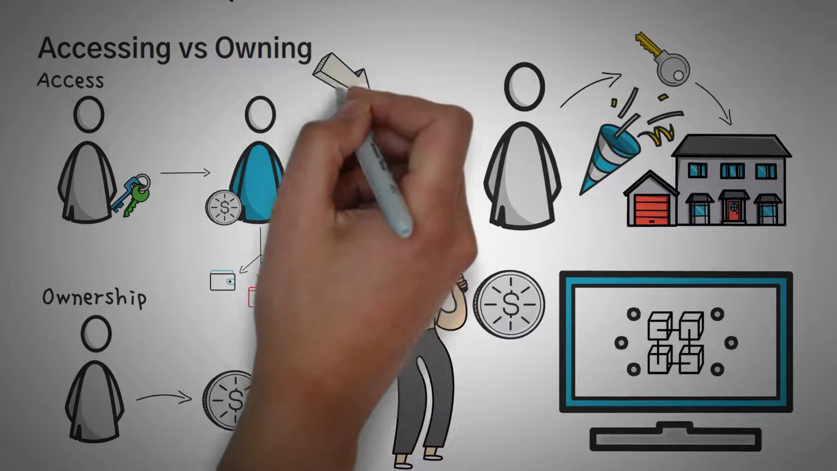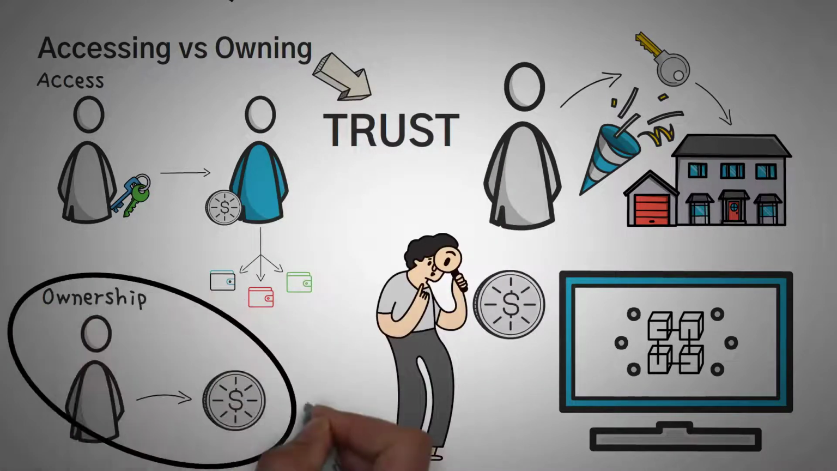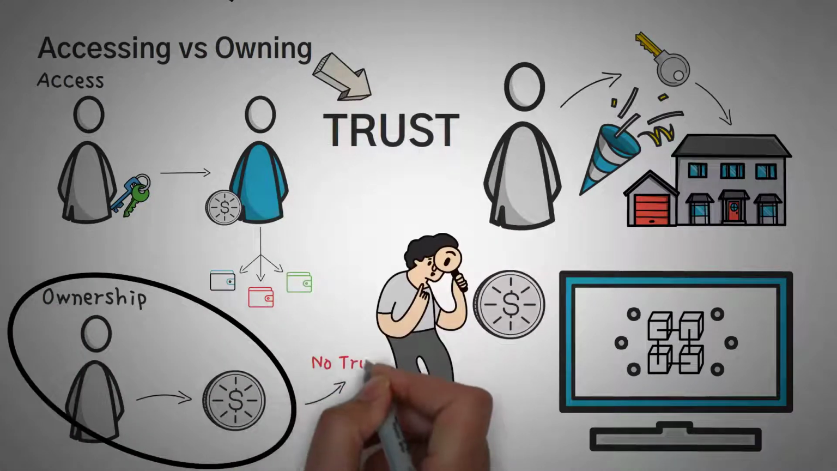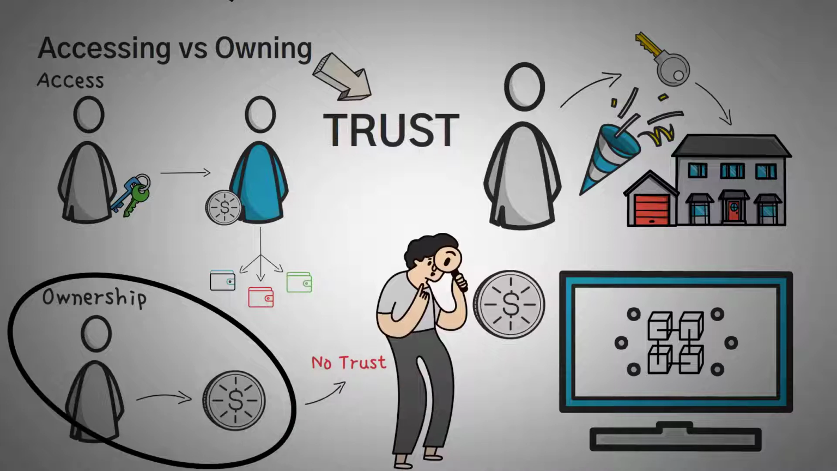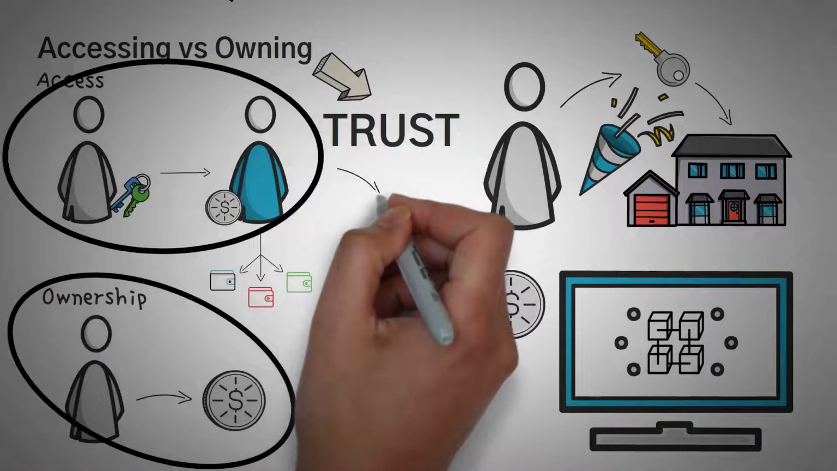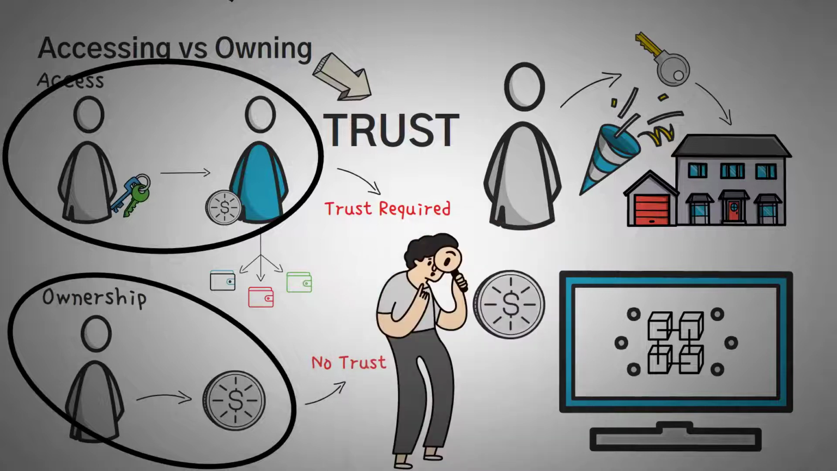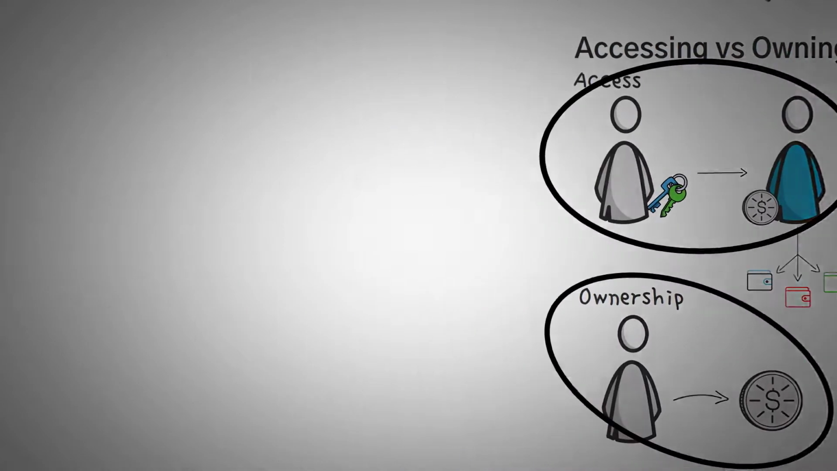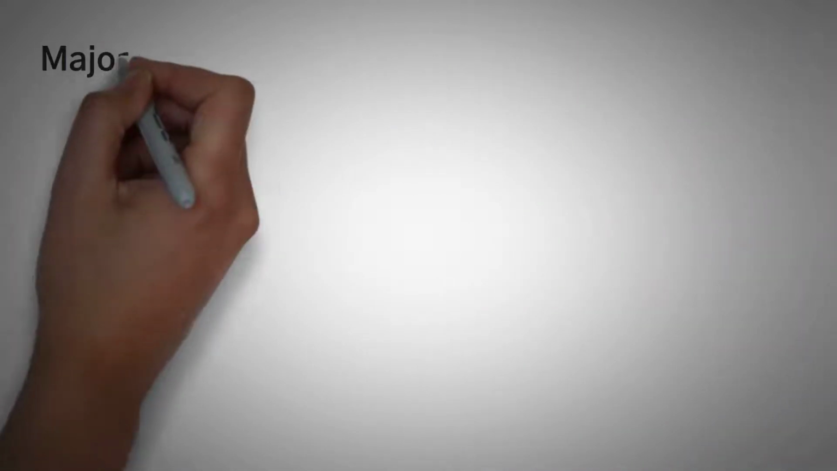The difference between accessing and ownership is trust. With ownership, you don't have to trust anyone. You are the only person who can access those funds. If you share your private keys though, you have to trust that other people aren't going to steal them. You might be wondering why this is important, and now we're going to get into one of the major hacks in cryptocurrency of all time.